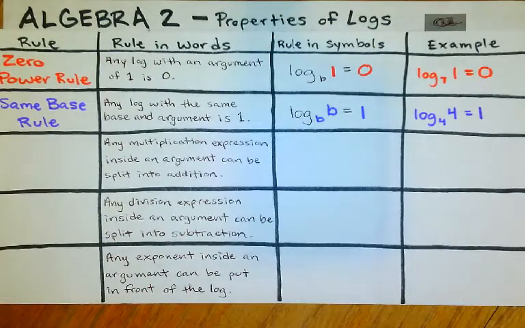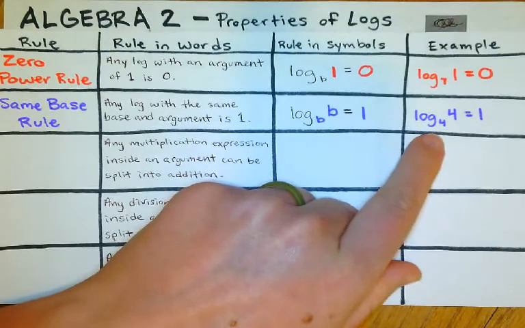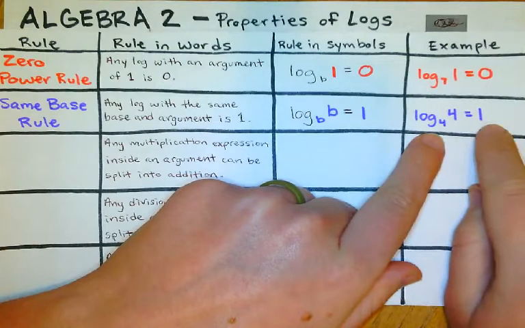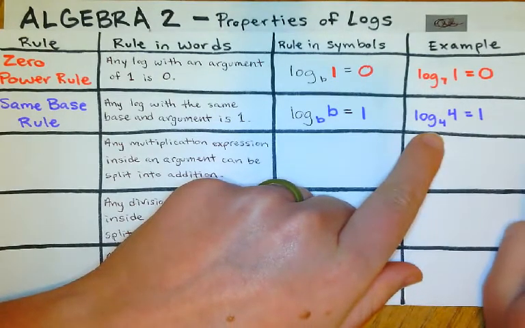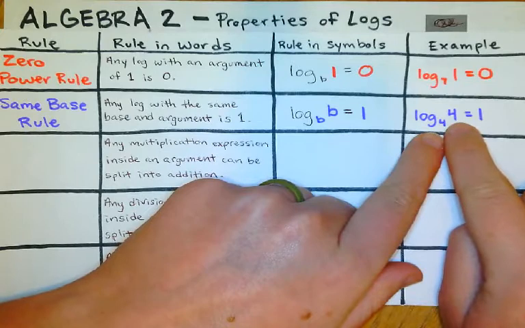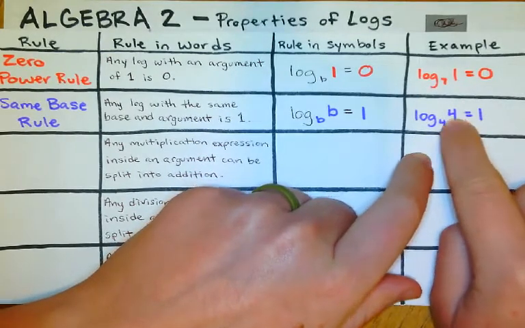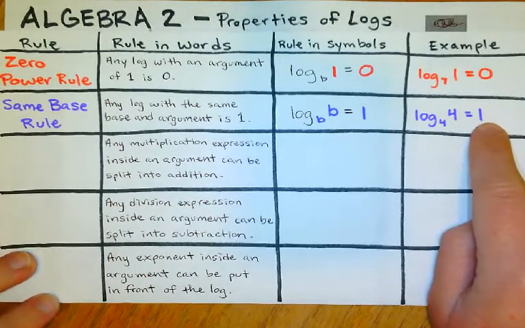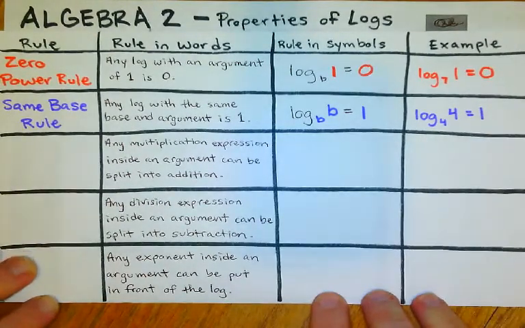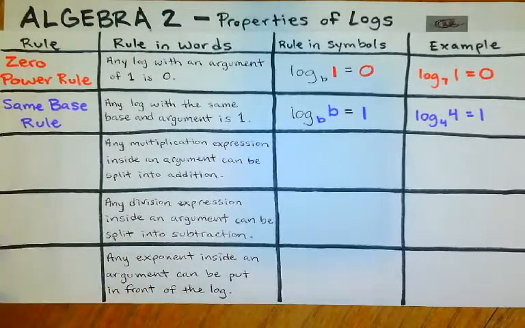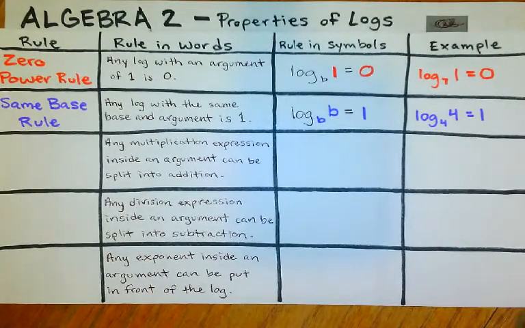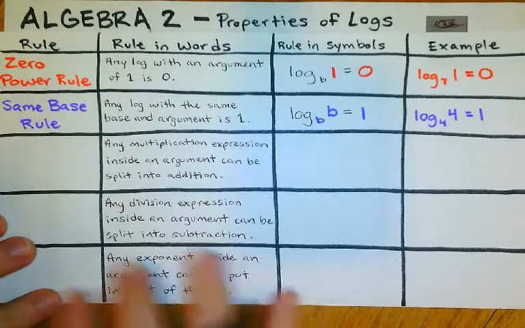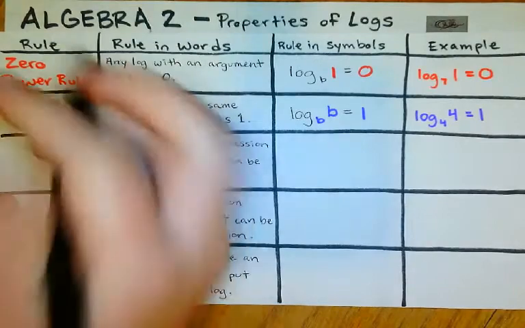And the reason, again, is if we were to put this into exponential form, 4 is our base, 1 is our power. 4 to the first power is just 4. So whenever your base and your argument are exactly the same, your answer, your power, is always going to be 1. That's the same base rule. Now we're going to be getting into some rules that are a little different, but still work. So our next is the product rule.